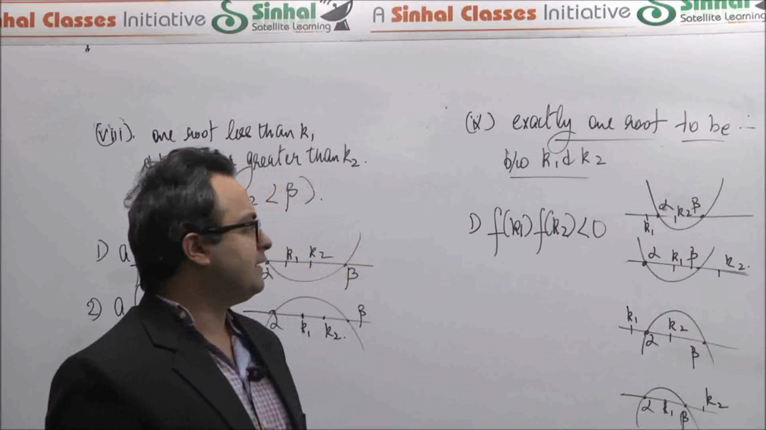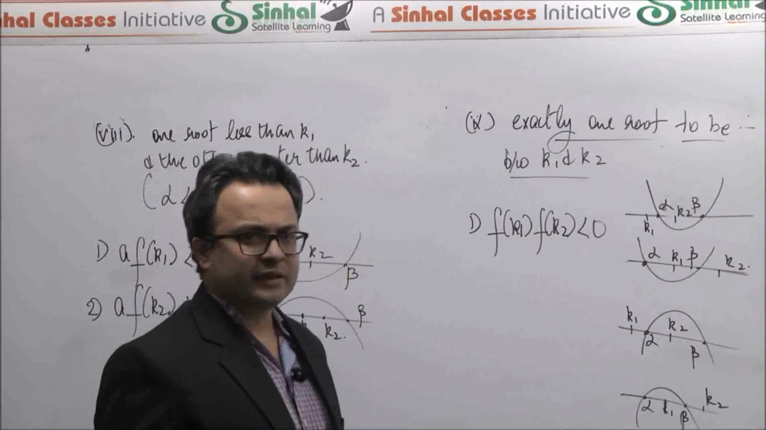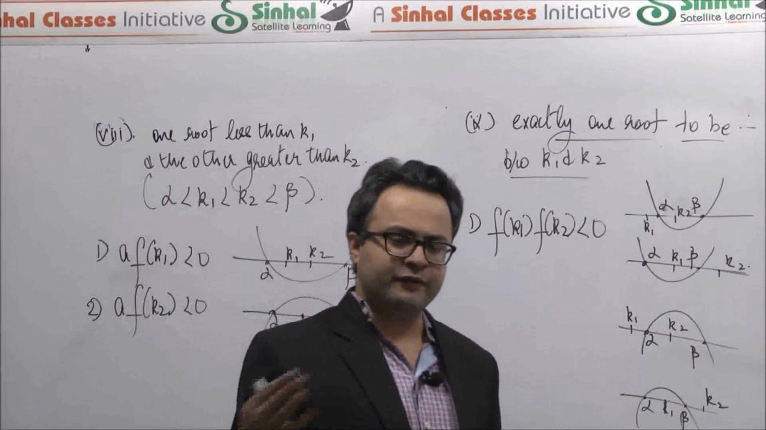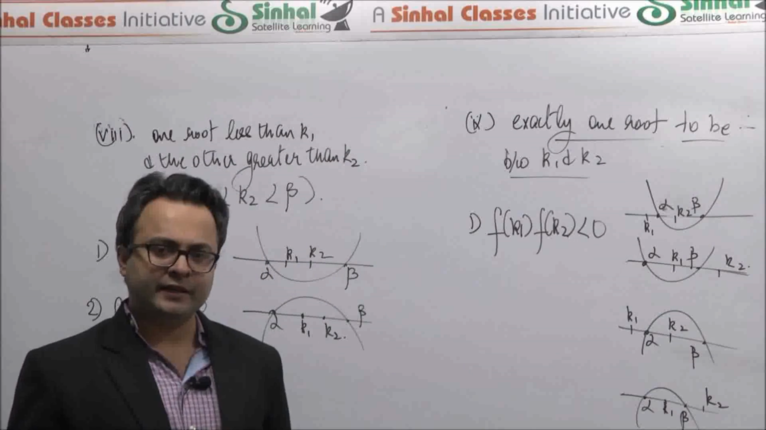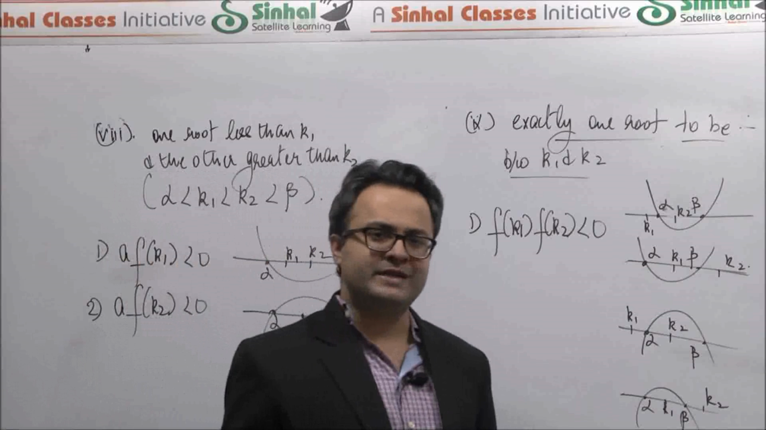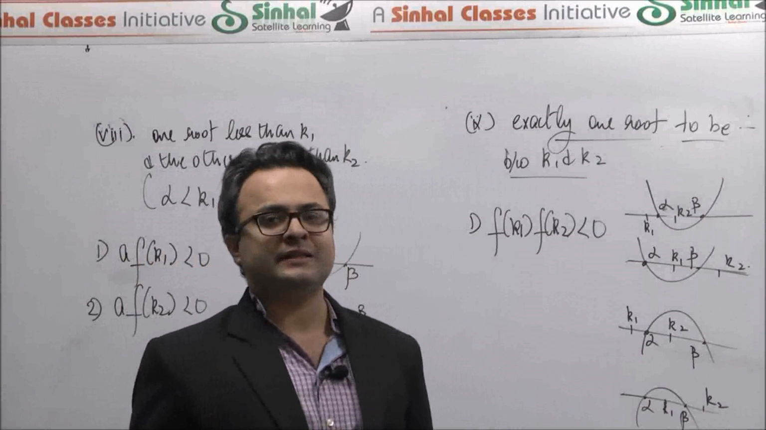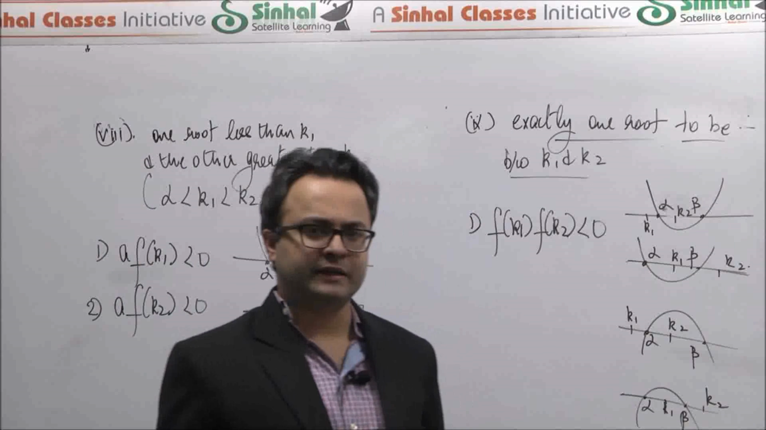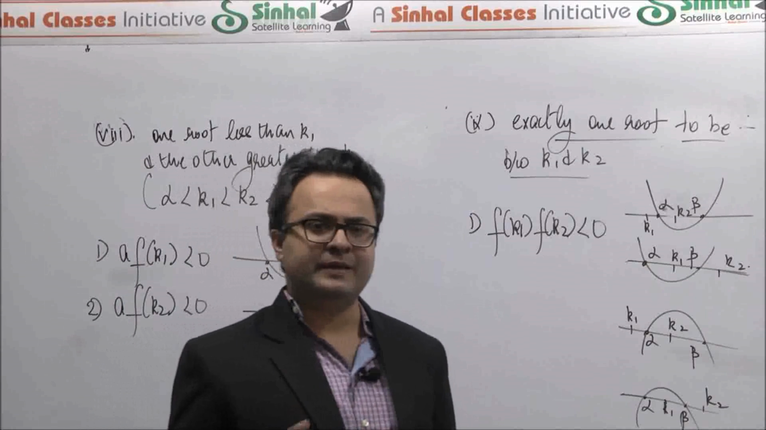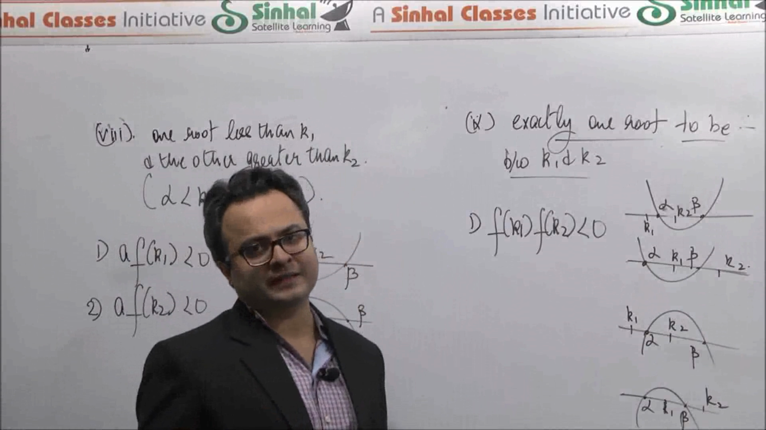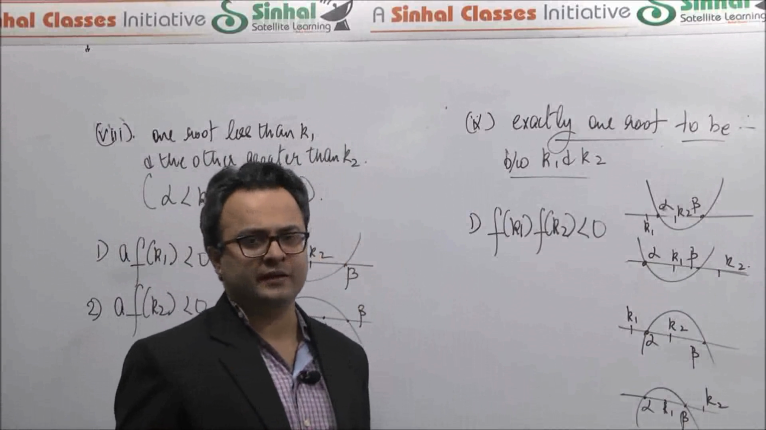From here, another corollary that you can come up with is that if f of x is ax squared plus bx plus c, and you can find two values k1 and k2 such that f of k1 into f of k2 is negative, then what you can say is that both the roots of that quadratic, f of x equal to 0, will be real and distinct, and also that one of the roots will lie between k1 and k2.